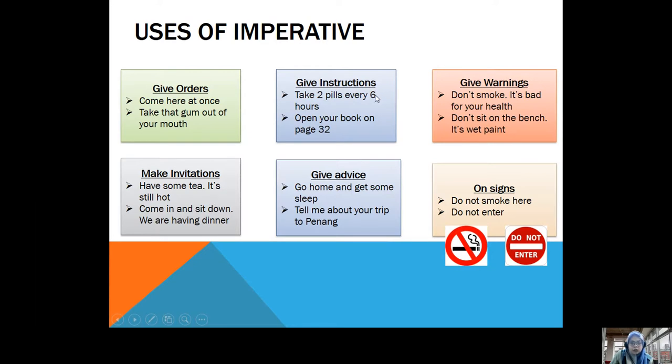Okay, give instruction untuk kasih arahan. Okay, take 2 pills every 6 hours. Open your book on page 32. So take and open is the imperatives. Okay, they don't have to include the subject. You need to take 2 pills every 6 hours. Tak payah. Okay.